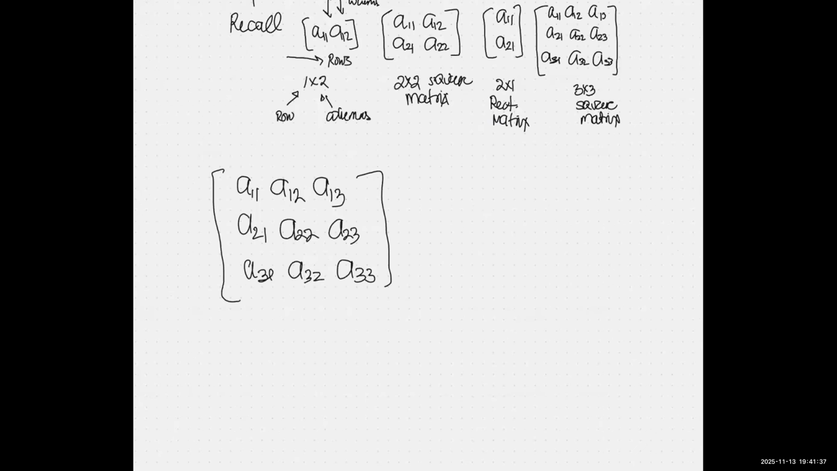What do you think the A11 is representing? Sir, first row, first column. Okay, and what do you think the A32 is representing? 3 rows, 2 columns. Third row and the second column. Thank you, Anne.